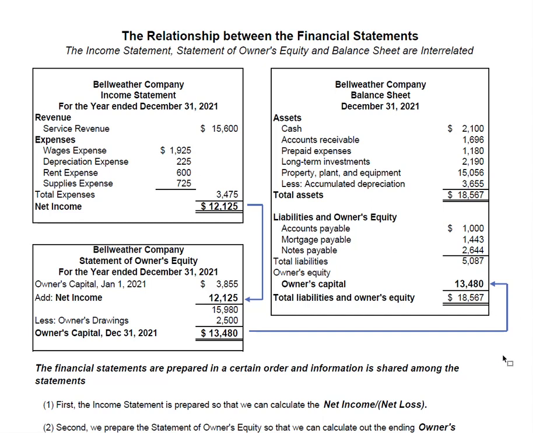And then we have our total liabilities and owner's equity, $18,567. Now, this is a balance sheet, so it's really important that the total assets equals the total liabilities plus the owner's equity. So we have 18,567, 18,567. If those did not balance, it would not be in balance and we couldn't call it a balance sheet.